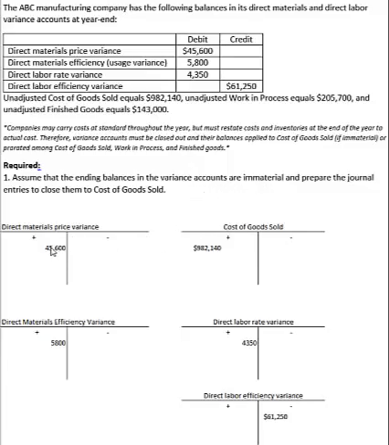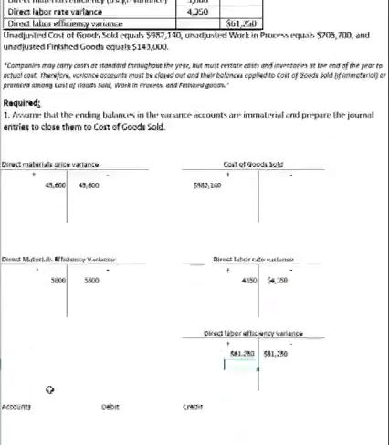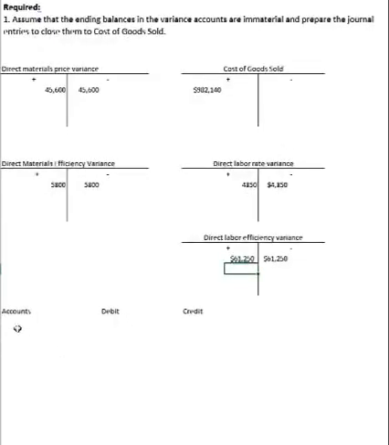I'll take each one of these accounts and I'll close it out. So the direct materials price variance gets credited for $45,600, the direct materials efficiency for $5,800, the direct labor rate, and you can see I'm just offsetting each one of these accounts, and the net difference goes to cost of goods sold. So the journal entry should look something like this.